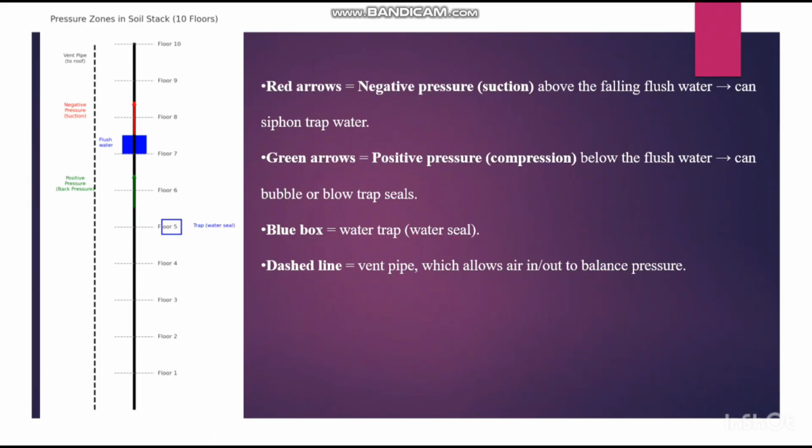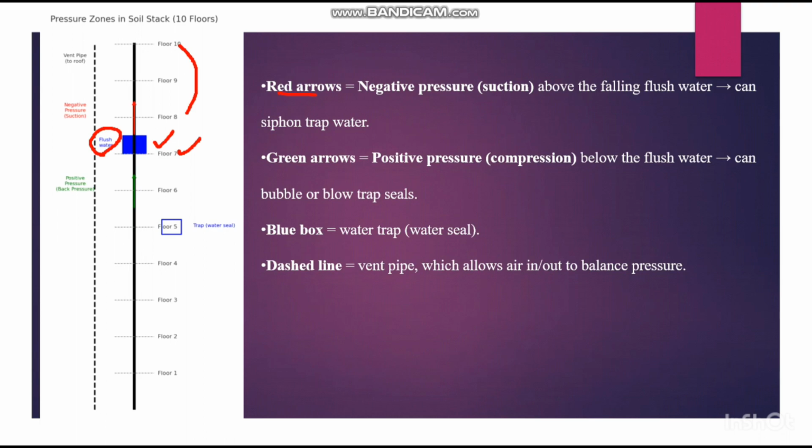First, in this image you can see we have a 10-story building. Let's say flushing is happening on floor number 7. Let's say we have a water closet on floor 7. The water closet is used and we flush the water. What will happen on floors 8 to 10? I mean, what will happen, positive or negative pressure?